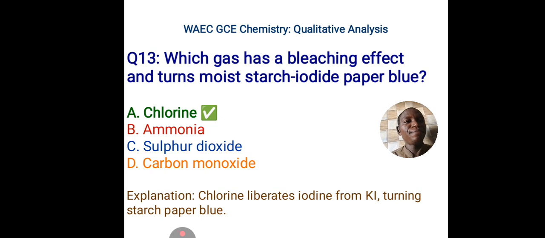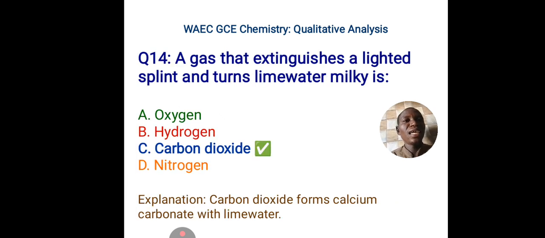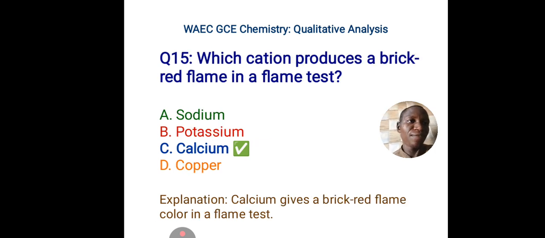Okay, so let's go. Question 15. A gas that extinguishes a lighted splint and turns lime water milky is... You see another question again. This is carbon dioxide, of course. We talked about it earlier, turning lime water milky. It also extinguishes fire. Some of our fire extinguishers are filled with carbon dioxide gas. It forms calcium carbonate in lime water, making it turn milky. Okay, so let's go to the last question for this class.